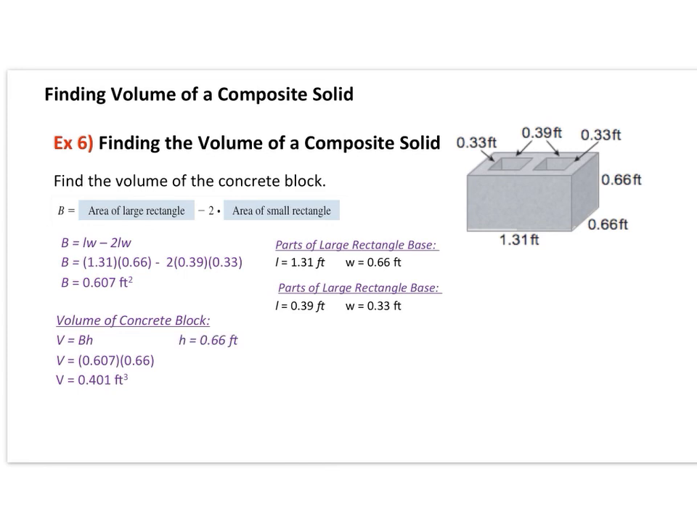in place of our volume formula, because we know the height of the block, the cement block, is 0.66 feet. So our area of the base times the height of the block gets us a volume of 0.401. So the volume is about 0.401 cubic foot. It's not even a full 1 foot, just part of a foot.